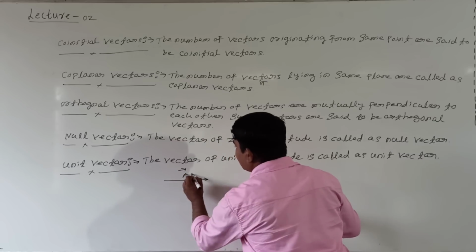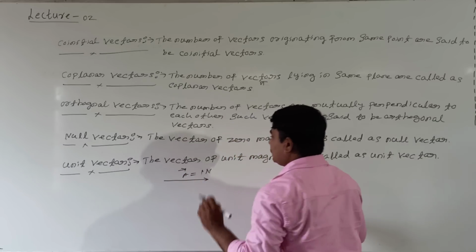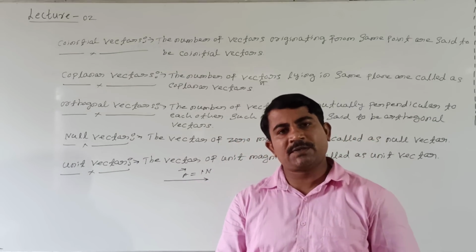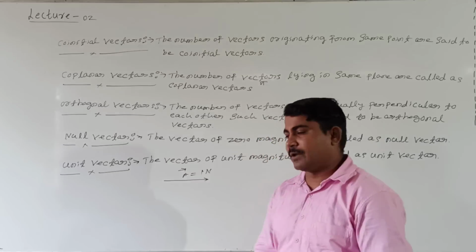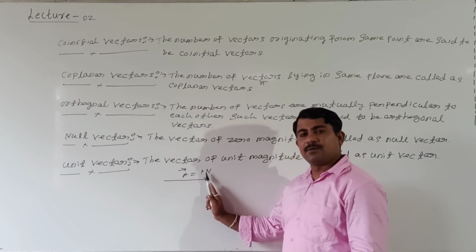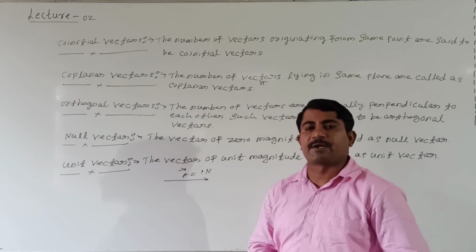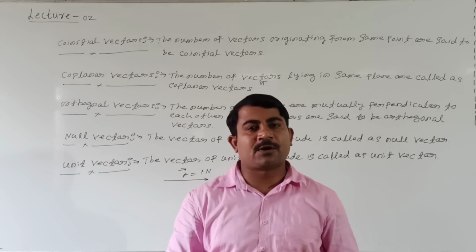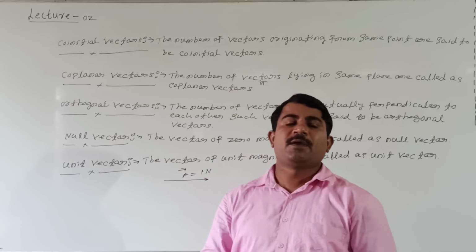Vector A. Its value is 1 Newton. Now students, here a unit vector, how to represent? A vector of magnitude 1 or unit, that we are calling unit vector. Important point is here representation of a unit vector. How to represent unit vector generally?